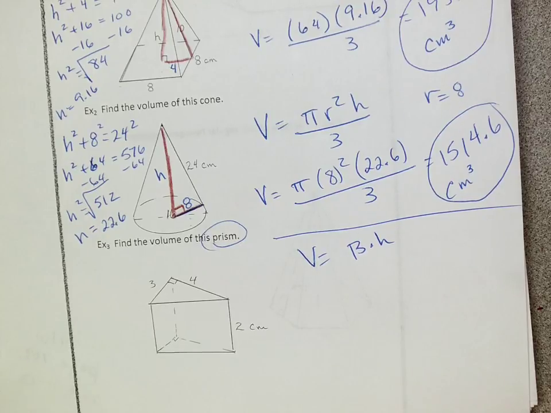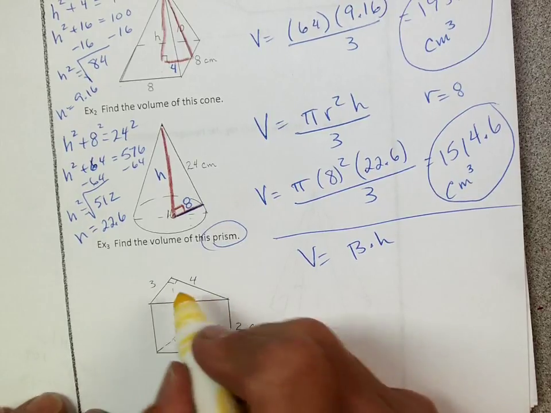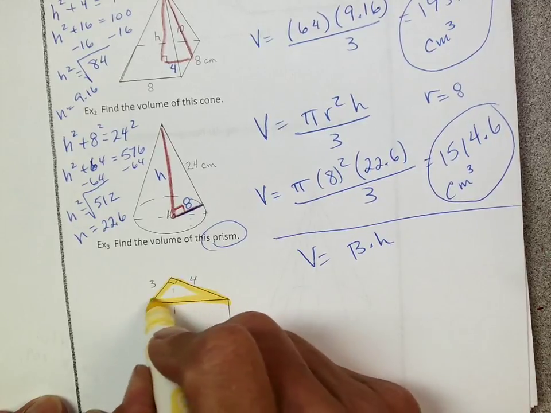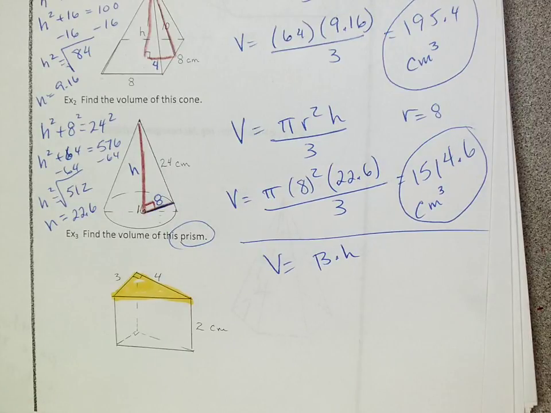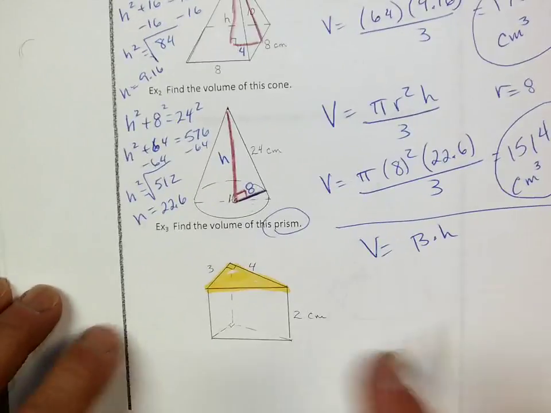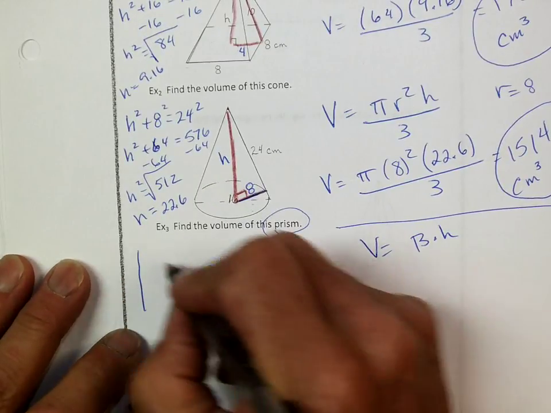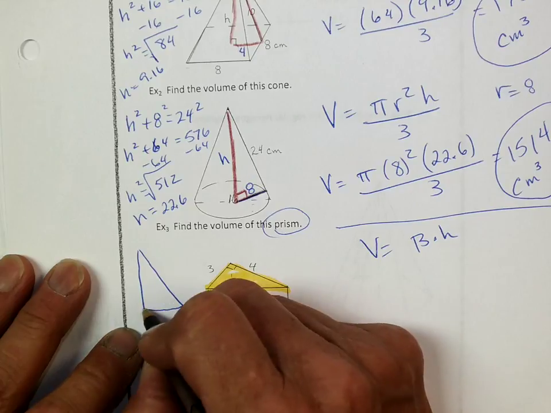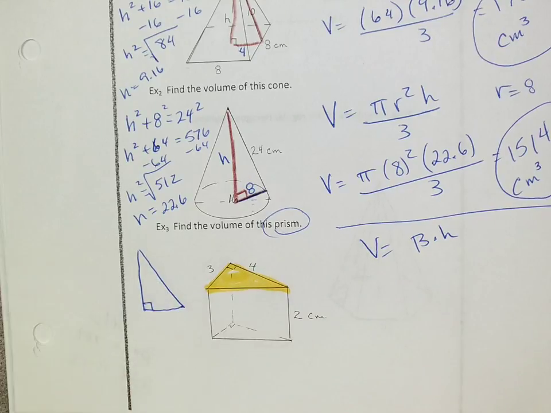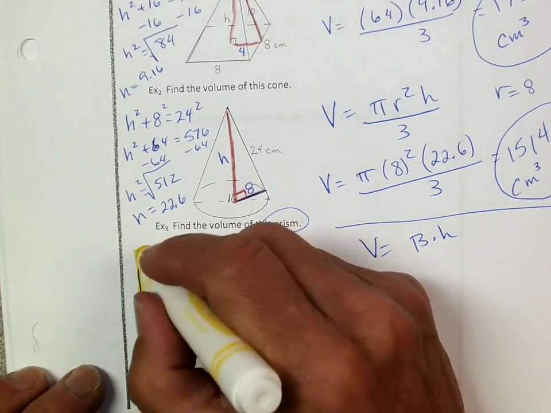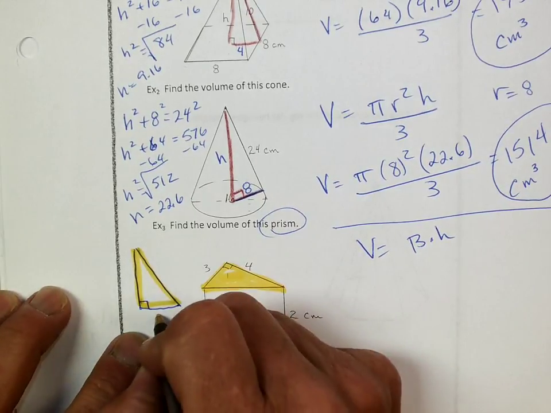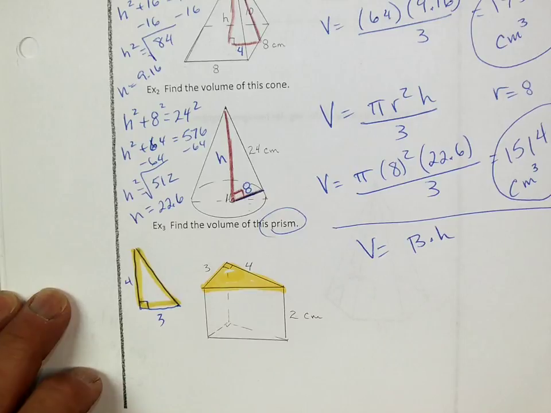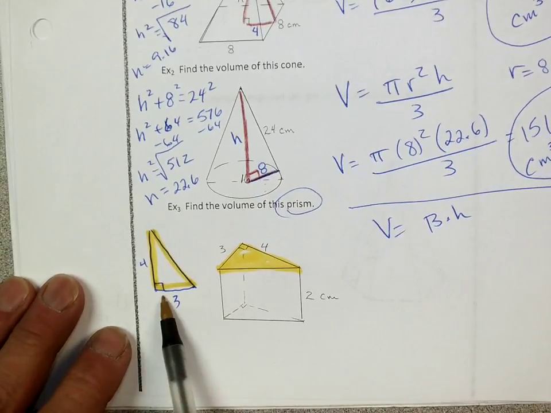So the base, this is the base here. The base is this triangle. Okay, you guys see my triangle right there? That's my base. Let me redraw it over here. Okay. There's my base. And I need to find the area of that base. So this is 3. And this is 4. Okay. So that's not hard. What's the area of this triangle?